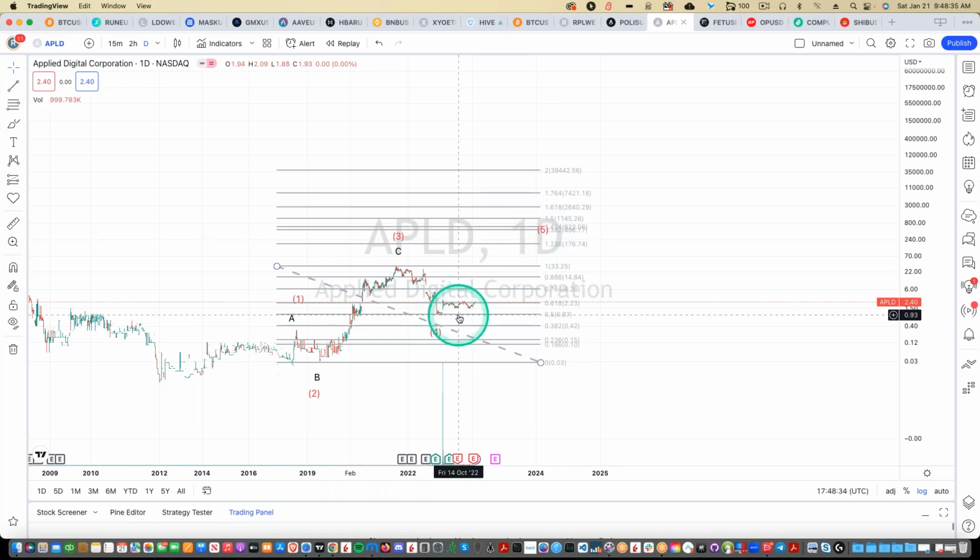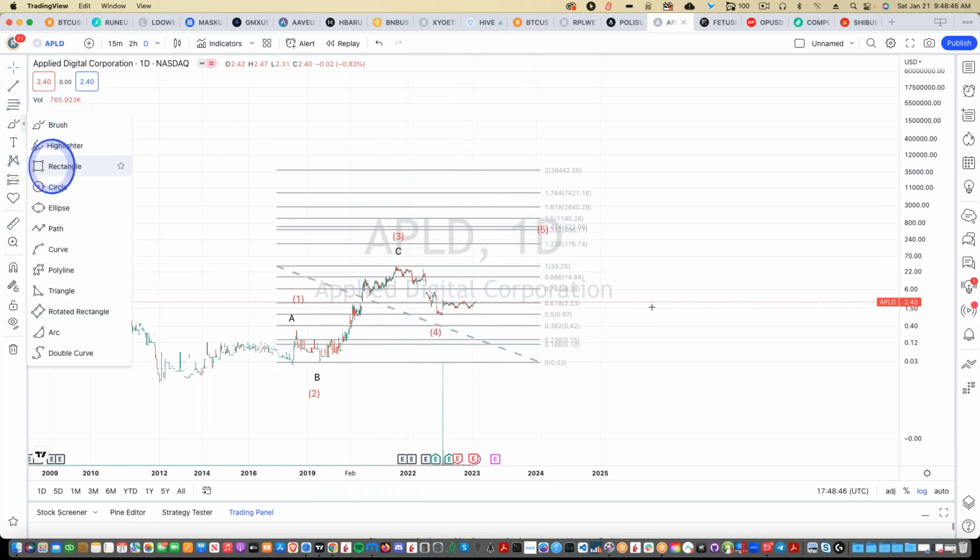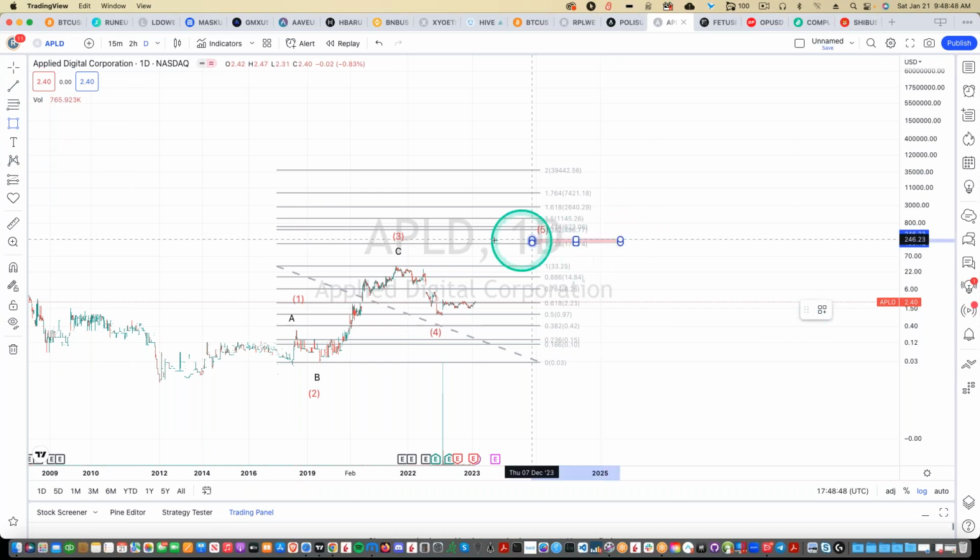But here's the funny thing I noticed. This is the 50% retrace of the third, talked about that earlier, right? It kind of broke it a little bit, but it's put in higher lows, okay? The typical fib for a fifth is $176.